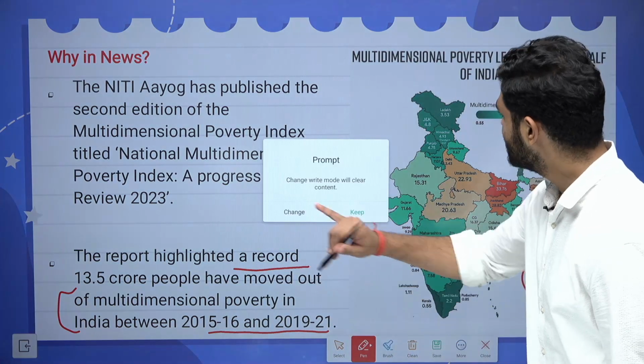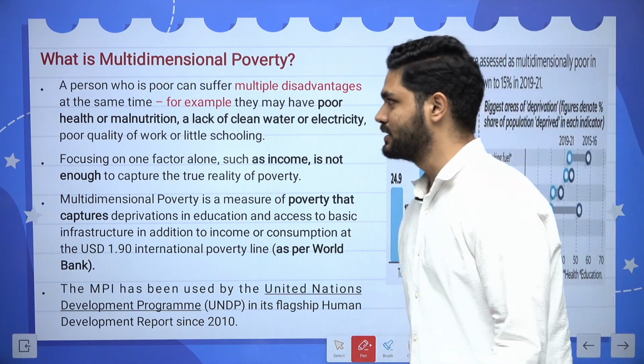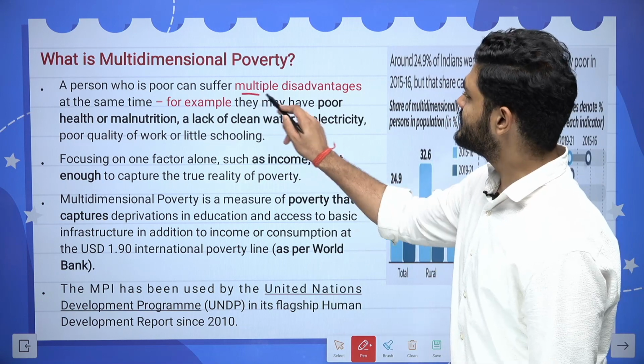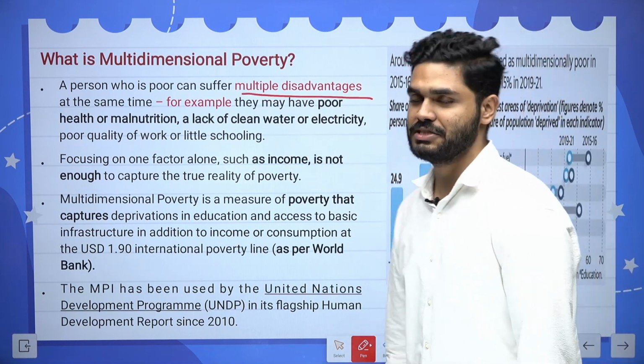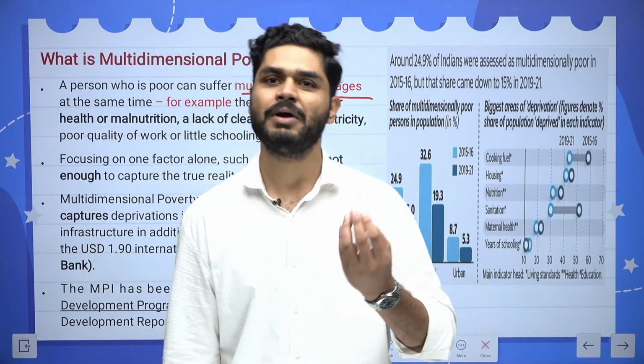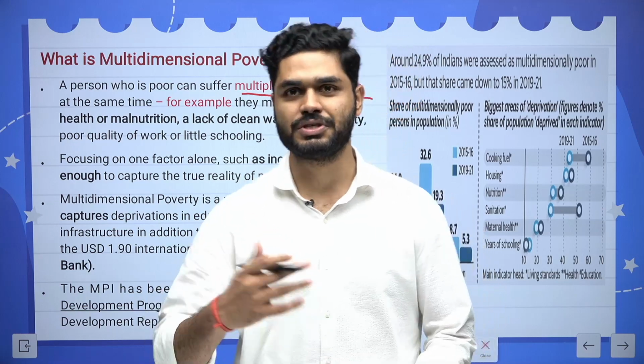Okay, let's move on. What is multidimensional poverty? Let's look at the definition. Well, a person who is poor can suffer multiple disadvantages at the same time. It essentially means गरीबी में आटा गीला. एक तरफ गरीबी तो है ही, and there are other problems which are also associated with it.